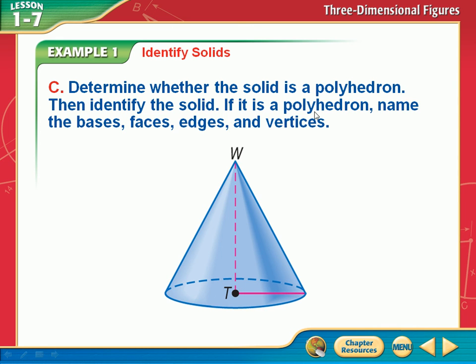So it says if it's a polyhedron, name it. Well, it's not, right? It's not a polyhedron, so I can't name any of those things. But I can name a couple things. What's the bottom? It's the base, isn't it? And it's a circle. And you always name a circle. We haven't talked about this. We'll talk about it in another chapter. But a circle is named by its center. So I'd call this what? Circle T. Right. And what's the vertex of this? W. Yeah, easy. All right.